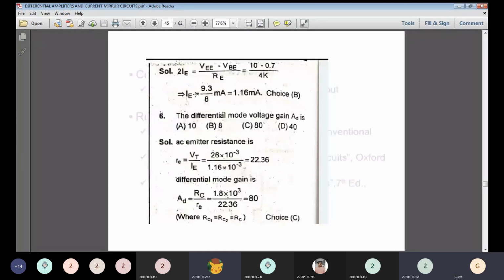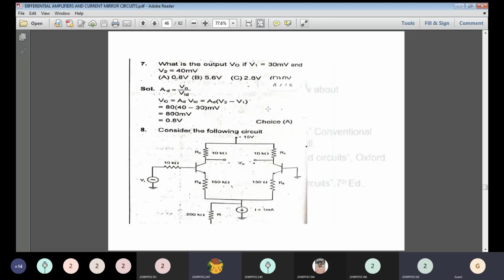26 into 10 power minus 3, and the IE value is the 1.16 milliamps that we got in the previous step; you are substituting that. Okay, the differential mode gain. For AD we can use two sets of formula. One is with respect to voltage: AD is nothing but output voltage divided by input voltage. But instead of giving a voltage as the given data, sometimes they will give resistance values. If a resistance value is available in the question, you can use the AD formula with respect to resistance. So in this situation, we are using RC divided by RE. So the value of AD gain is nothing but 80.